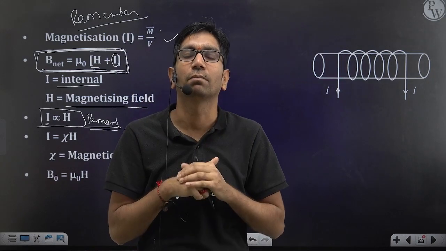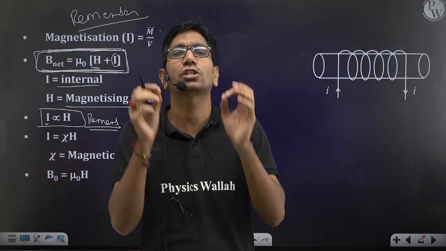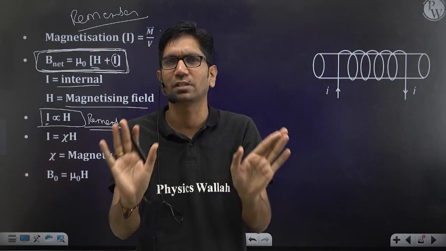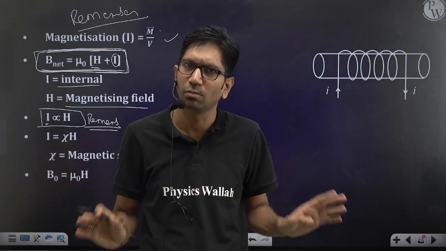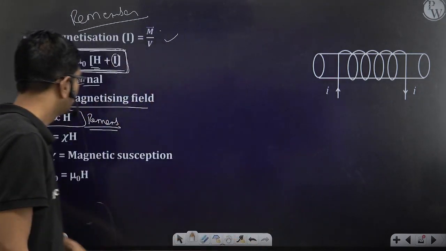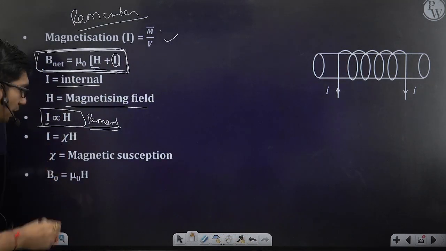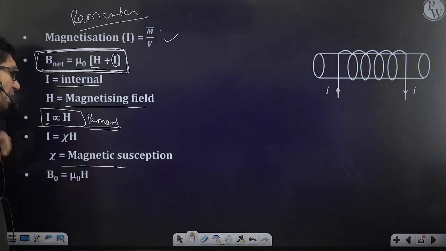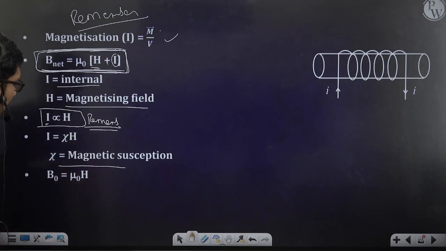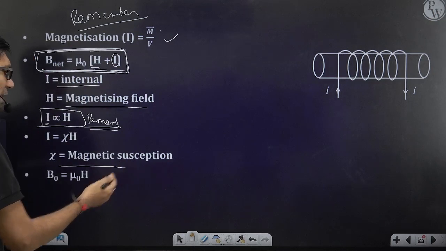In dia, para, and ferromagnetism, you have to open the NCERT book, learn each and every line and remember it. That is a direct question you will get from your NCERT book. If you remove the proportionality symbol, we get zeta. This is nothing but magnetic susceptibility.